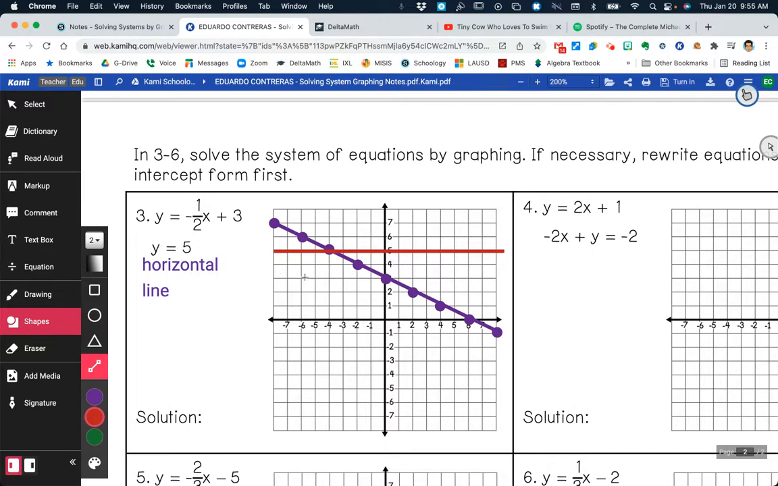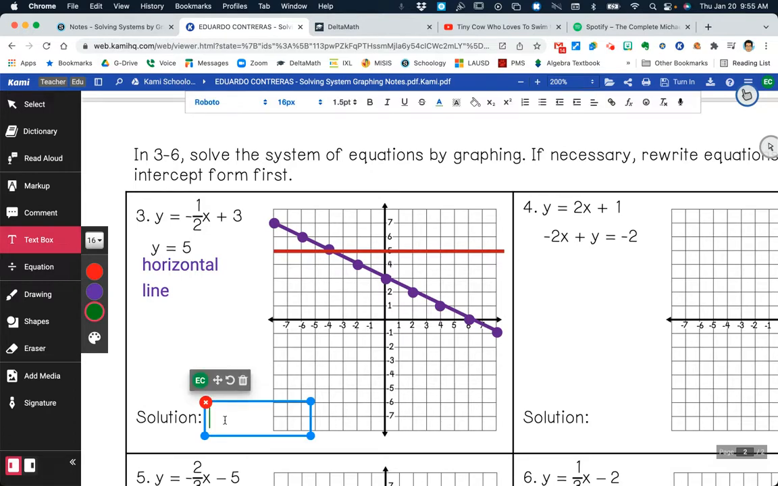And now we know where it crossed: at negative 4, 5. Negative 4 to the left and 5 up. So the solution, let's type it in, is negative 4, 5. Boom, there. Okay. Any questions?